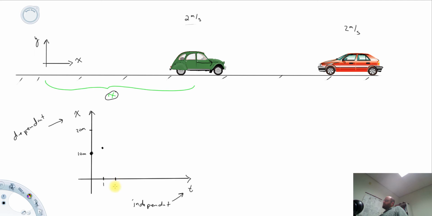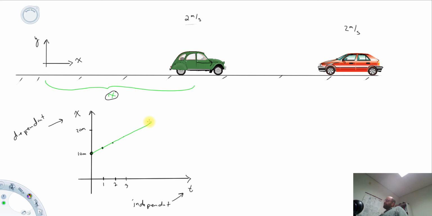And then another second goes by, and now it's 14 meters away. And another second goes by, and now it's 16 meters away. And I'm just going to kind of extend this, and I'm going to do this in green. So if we were to plot position versus time for the green car, it might look something like this.